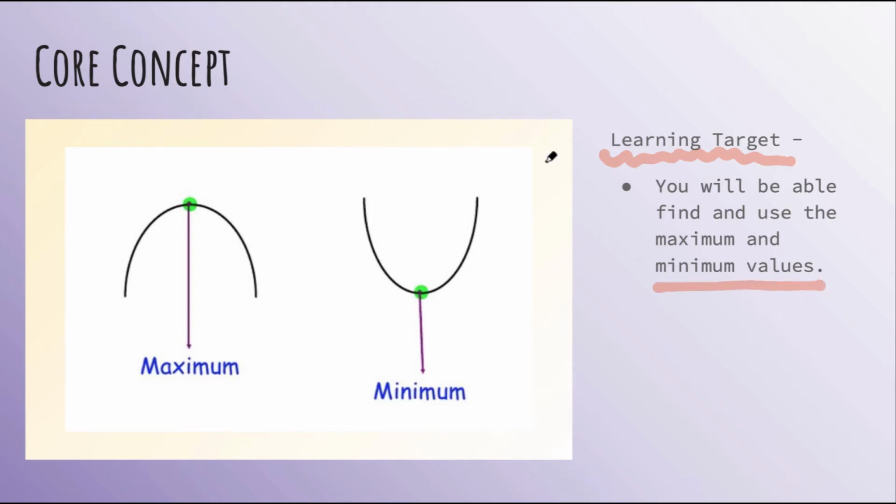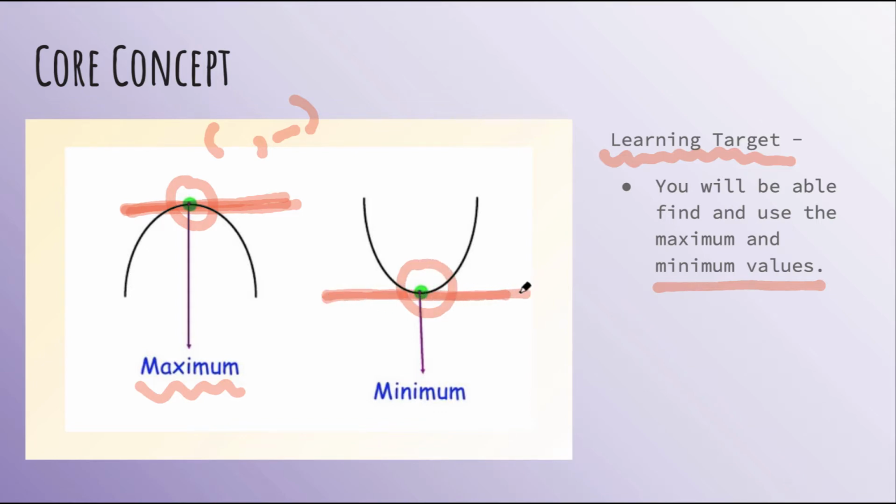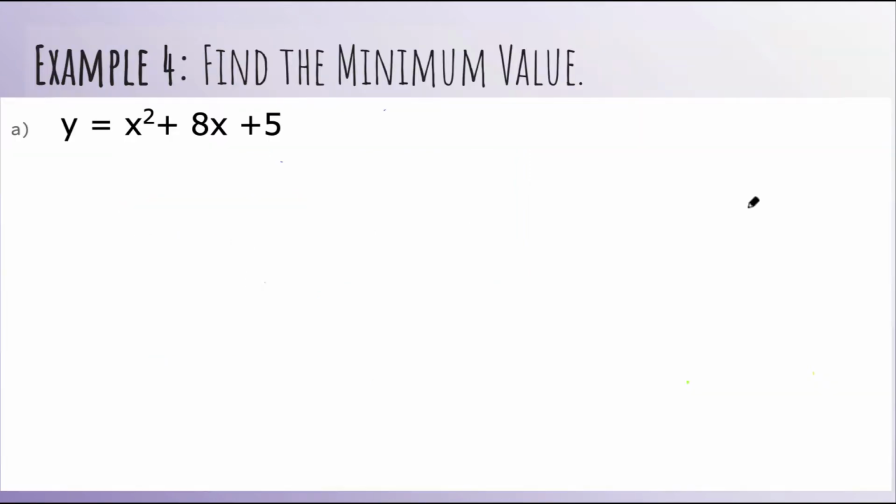So remember, a quadratic looks like a parabola when you graph it. And we said that the vertex of the parabola is going to be a maximum. It's going to be the greatest value that the parabola can take when we're looking at a y value. When the parabola opens down, it's going to have a maximum. And when the vertex is the lowest point that the parabola will take, it's going to be a minimum. Okay, so let's take a look at an example where we're finding the minimum value.